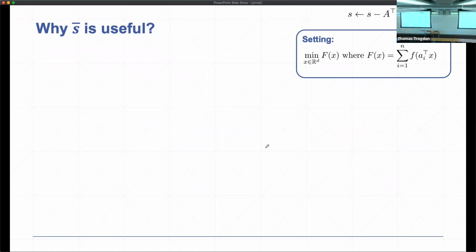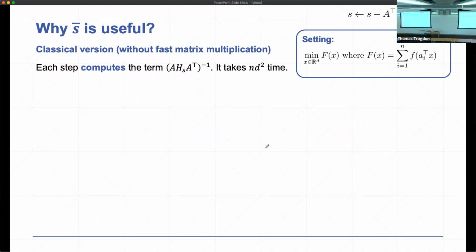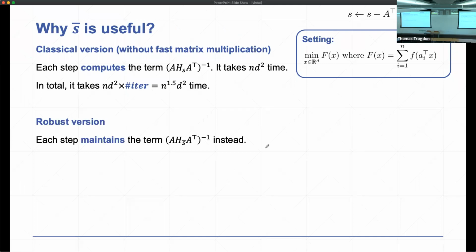Why is S bar useful? Classically, every step of the interior point method you need to invert a matrix like that, and naively that takes ND squared time. There is square root of N or square root of D iterations, so your run time roughly looks like this. But how about the robust version? In the robust version, you don't compute the Hessian at your current point, you compute it at S bar. And we promise you S bar is only updated sparsely. Each step only a few coordinates change.